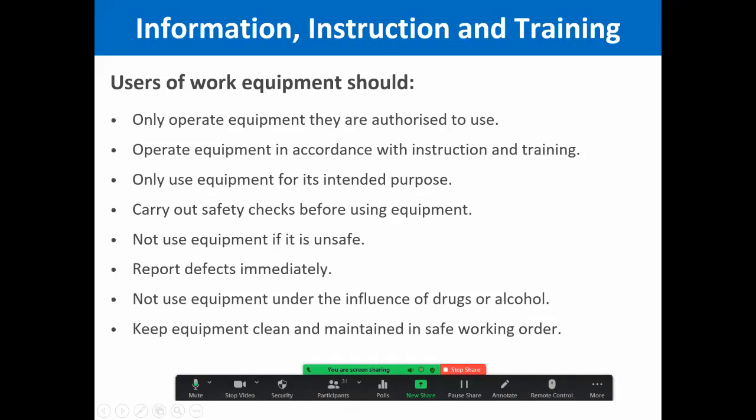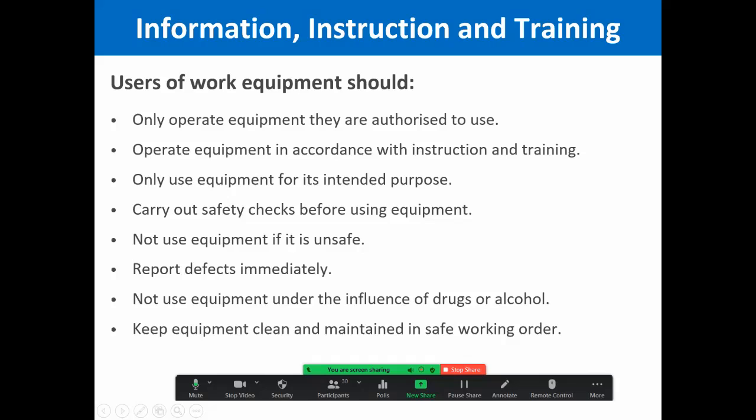Carry out safety checks before using the equipment. This is very important. So you need to make sure before using that the equipment is safe to use. You should not use equipment if it is unsafe. How can the equipment become unsafe? The equipment will be unsafe if a certain guard is missing. Okay, if a certain guard has been removed, that equipment is unsafe. If the equipment has been damaged, it is unsafe. If the electrical cords or cables have been damaged, it is unsafe. So you need to make sure that it is not unsafe to use.